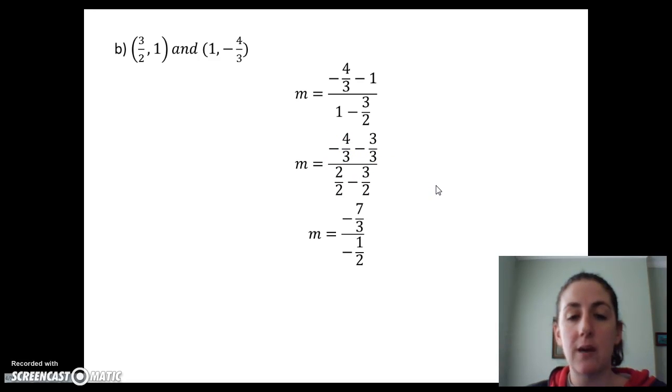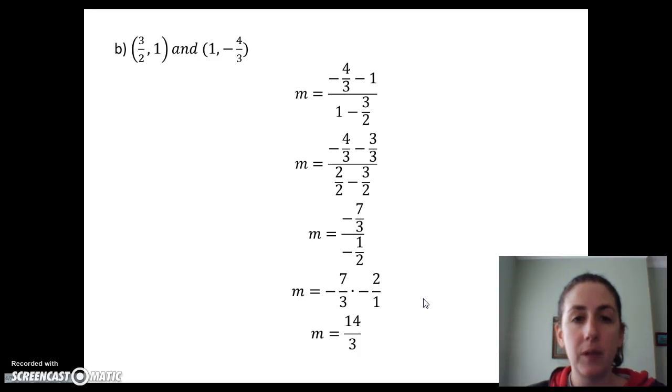And now we have -7/3 over -1/2. So we're dividing fractions. To divide with fractions, you multiply by the reciprocal. Combine that together. A negative times a negative is a positive. 7 times 2 is 14. 3 times 1 is 3. So we have a slope of 14/3, which means we rise up 14 and run to the right 3.